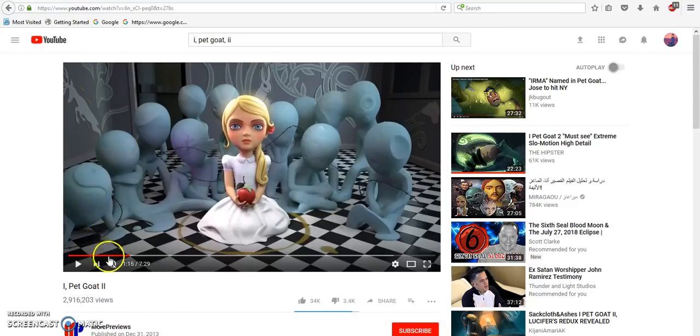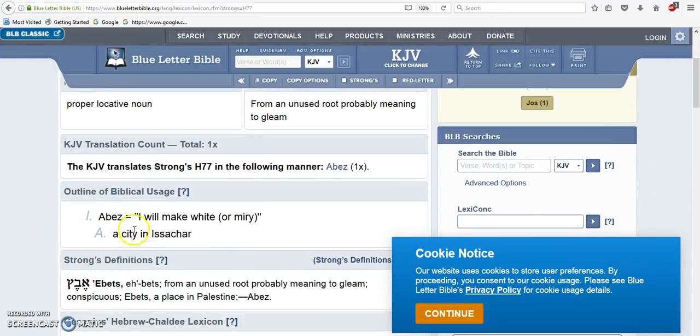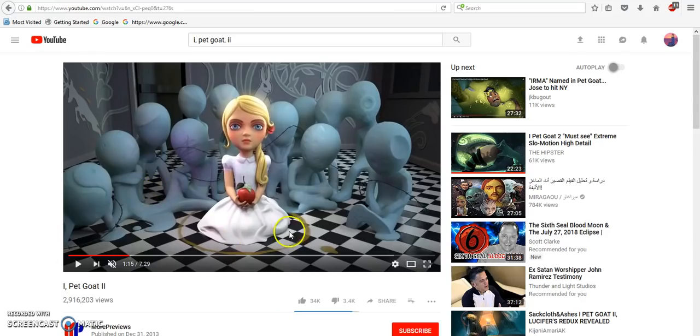Okay, so getting back to Lily, what happened is, because there were so many interesting parallels with the numbers 77 or 76 through 78 in the Greek and the Hebrew, I thought I would just check the Hebrew for Strong's number 77. When I did that, I saw that it means I will make white or miry. And of course, this fits in perfectly with what's being represented here in the I Pet Goat movie with this character, because her name is Lily and she's wearing all white. So the allusion to the color white is obvious.